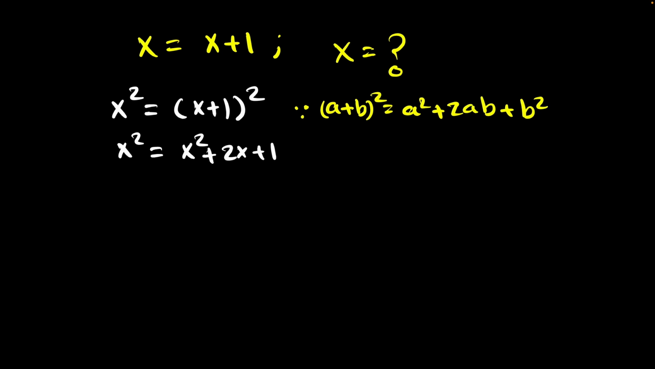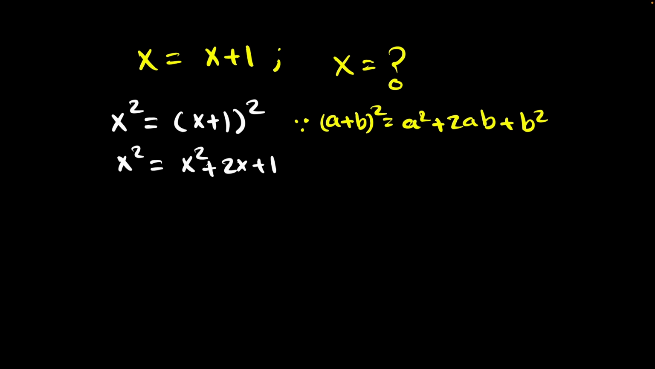So I'm going to move x squared to the left side of the equation. So x squared minus x squared is equal to 2x plus 1. The positive x squared and negative x squared will cancel out, and 2x plus 1 equal to 0 will remain.